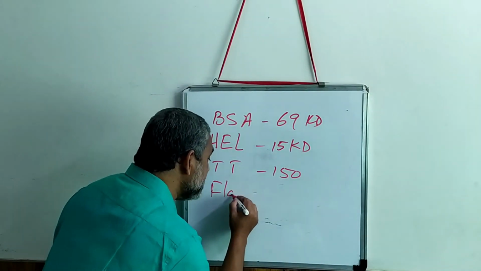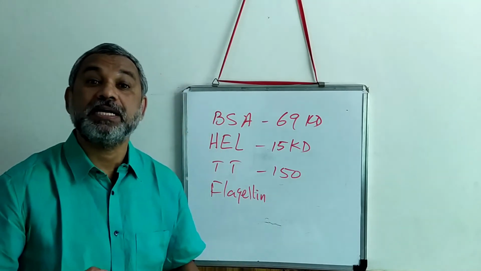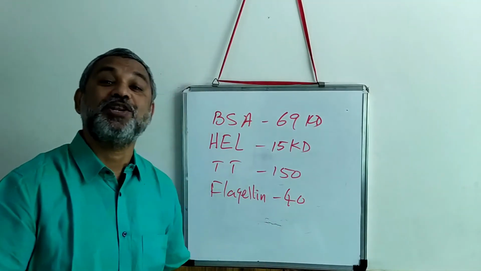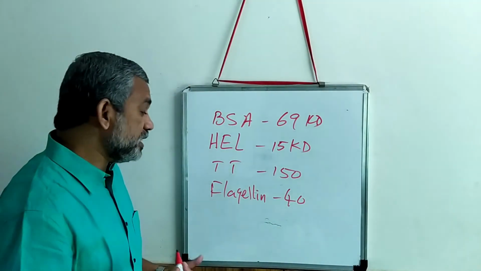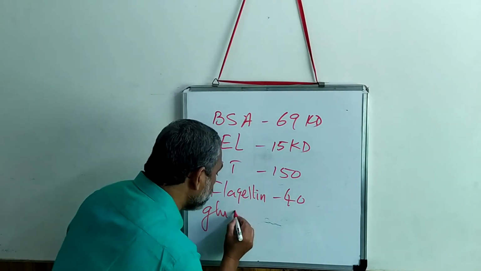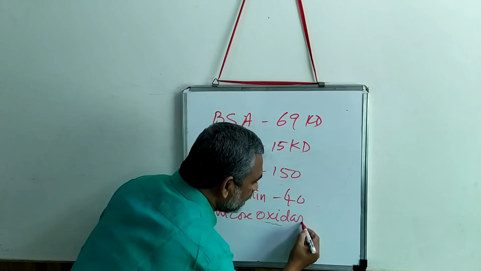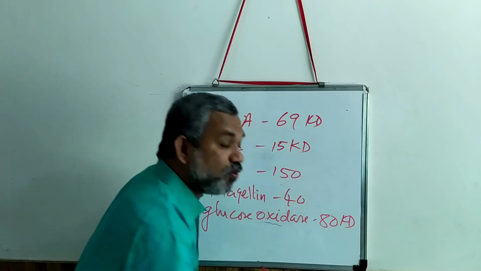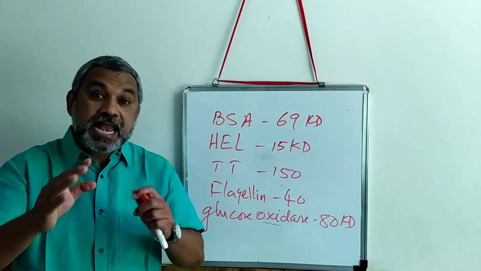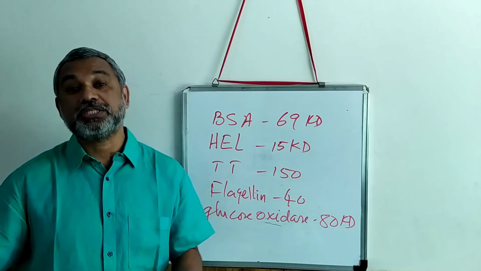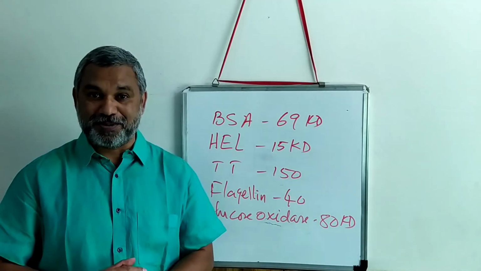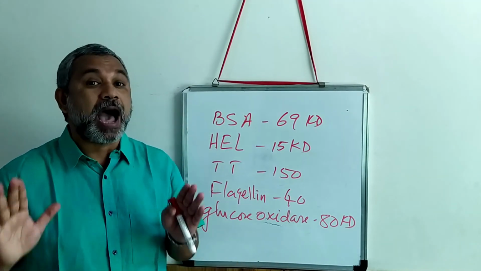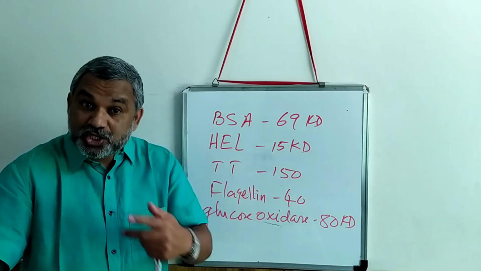Then there is flagellin, which is found in the flagella of a bacteria, that has a molecular weight of roughly about 40 kilodalton. Another example of an antigen which is used in the laboratory is the enzyme glucose oxidase, which has a molecular weight of roughly about 80 kilodalton. These are some of the antigens which are commonly used in a laboratory for several experiments. The purpose of this video is to give you an idea about the different types of antigen which are naturally present.